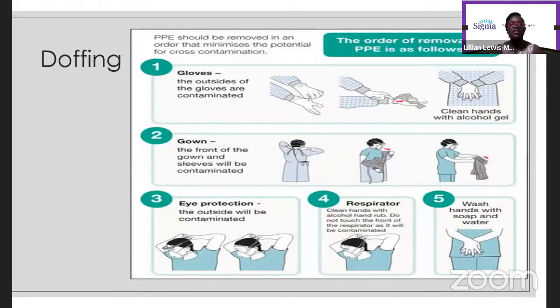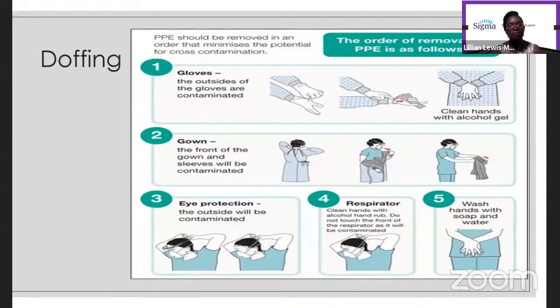So in doffing, like I said, the PPE should be removed in an order that minimizes any potential for cross contamination. All right. So the order is as follows. You would say the most contaminated would have been your gloves, because that's what you would have been using to touch. So the gloves are removed, all right, and then you clean your hands.